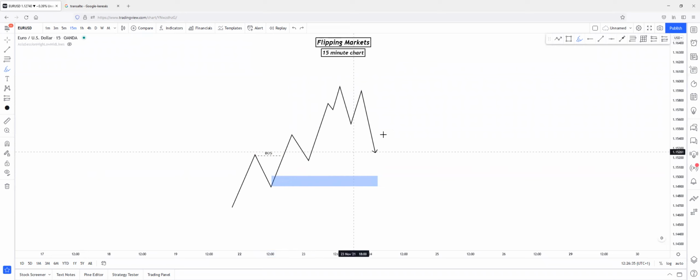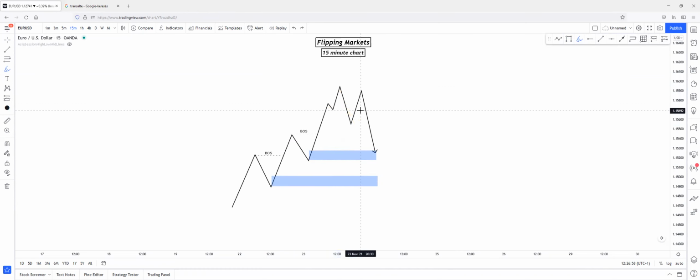Okay. We have the first demand zone right here. As you can see, price created another break of structure here on the upside. And let's say this also created an inefficient move. Okay, we have the second demand zone right here. After that, price created a little structure, a little pullback, and reached its high. After the high, it changed character to the downside here.